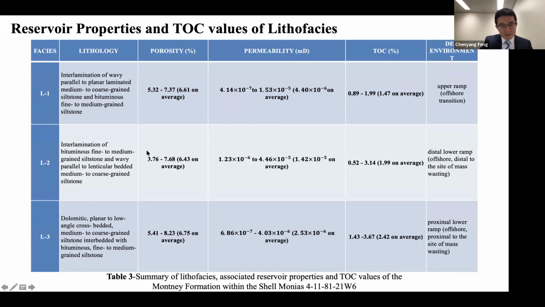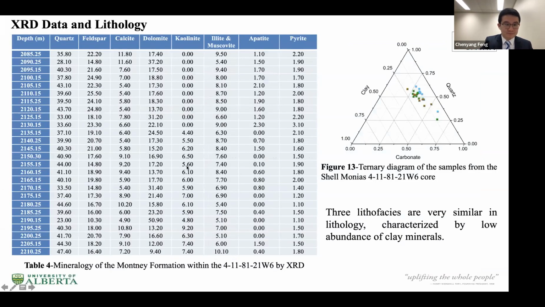This table is a summary showing the porosity, permeability, and TOC values of the three lithofacies. As we can see, these three lithofacies have very similar porosity and permeability values. But overall, reservoir quality of the Montney Formation in the studied well is inferred to be poor because of the very low permeability values. According to the XRD dataset and the ternary diagram, the three lithofacies are also very similar in lithology, showing very low abundance of clay minerals.